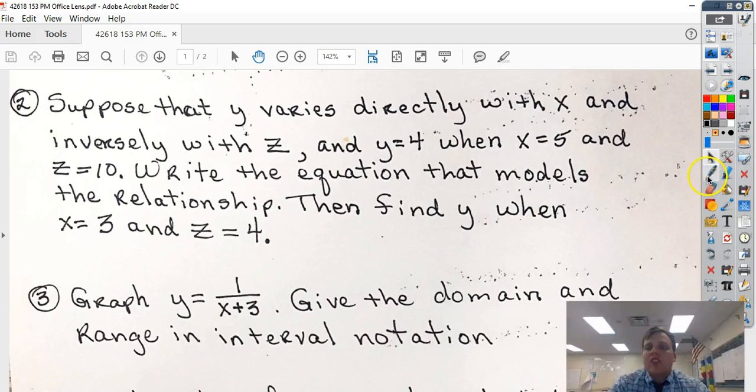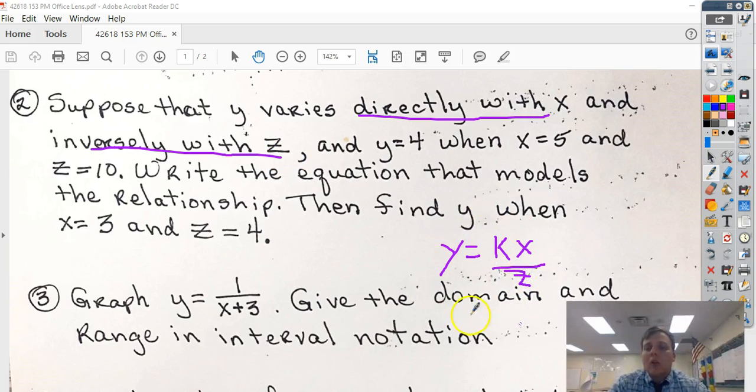Suppose that y varies directly with x and inversely with z. Okay, let's start here. y is varying directly with x. Well, this is directly with x, so it'd be y equals kx. Okay, that's what direct variation looks like. It looks like the constant of variation times x, divided by the inverse part, which would be z. Okay, so once again, this is our model, but we actually want to have a number for k.